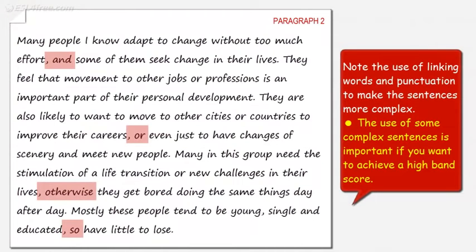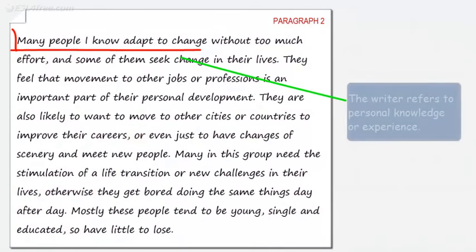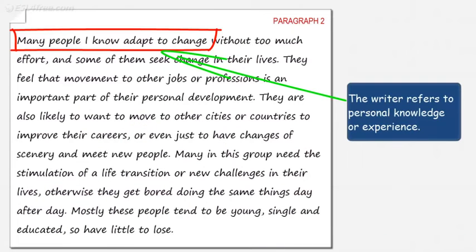Note the use of linking words and punctuation to make the sentences more complex. The use of some complex sentences is important if you want to achieve a high band score. The writer refers to personal knowledge or experience.